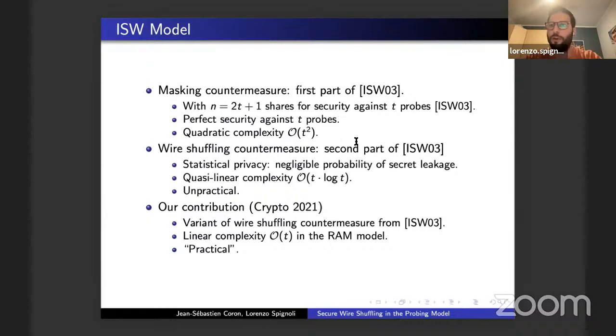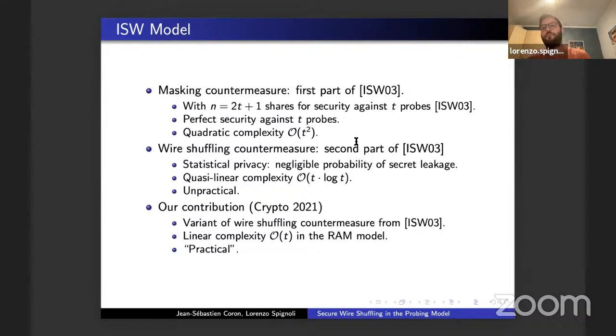Essentially, I will talk about the ISW model, where they introduce notions against side channel attacks in terms of an adversary which can probe a bounded number of wires within the circuit. We can divide their work in two parts. In the first part, the authors came out with a construction through the now classical masking countermeasure, where the sensitive data x is manipulated along the circuit as an n-out-of-n secret sharing. With the number of shares equal to 2t plus 1, they proved to achieve perfect security against t probes. The only disadvantage is the complexity, which is quadratic in the number of probes.